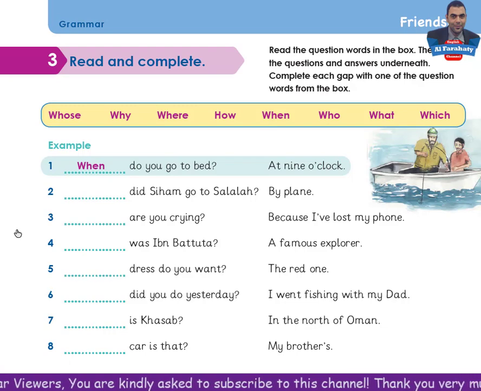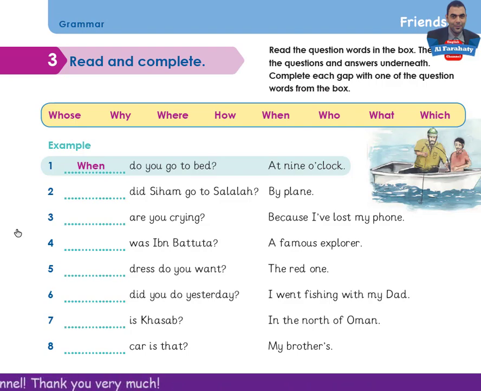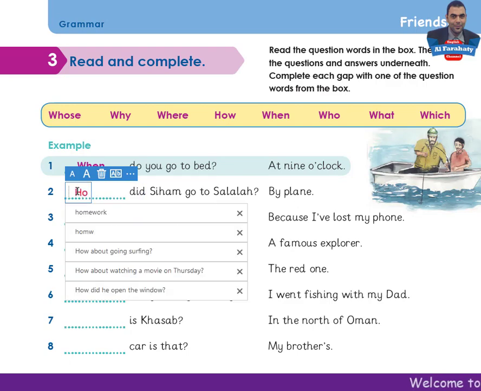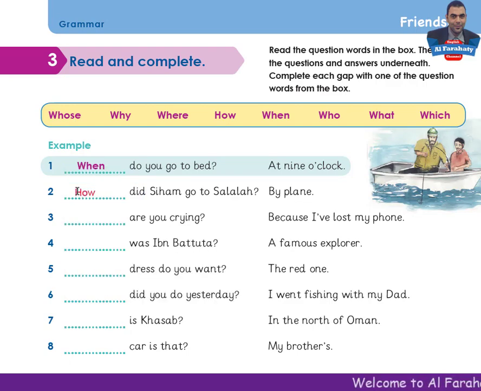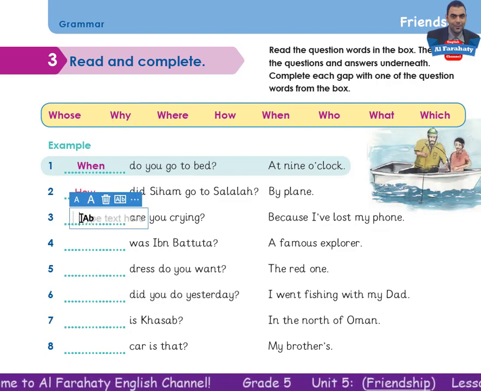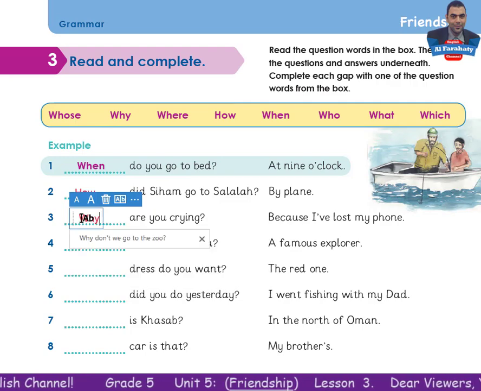Hello again. Let's complete each gap with one of the question words from the box in order to check your answers. And I will give you the reason why I choose this WH word. 2. Yes, we have here by plane. How? Because how is a WH word that we use to ask about manner. 3. Are you crying? Because I have lost my phone. Yes. Why? Because we use why to ask about reason.